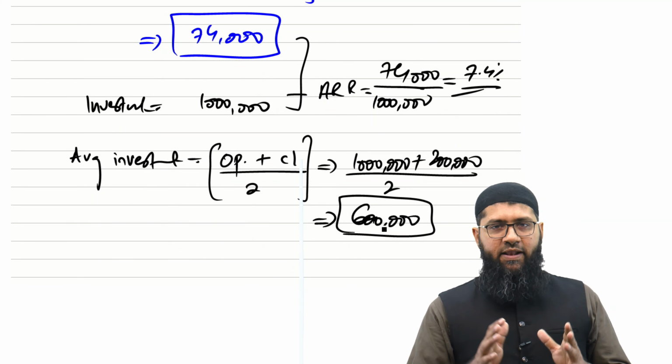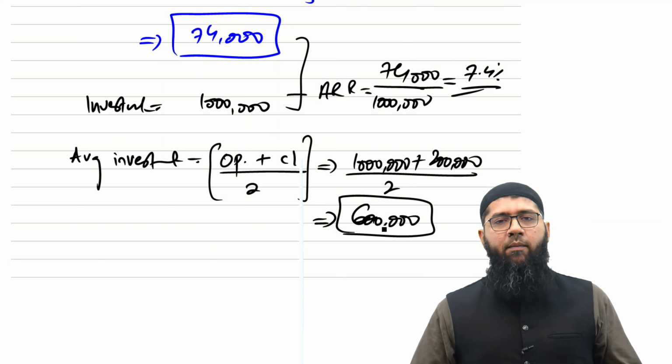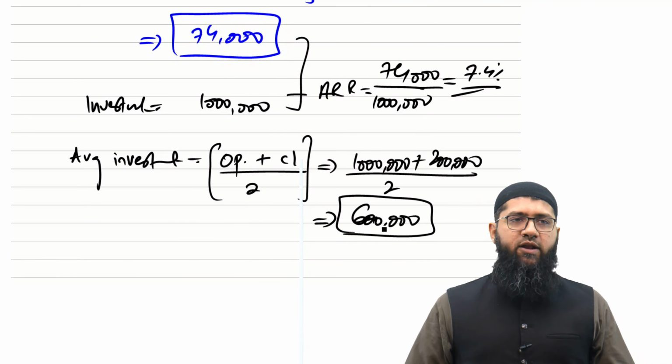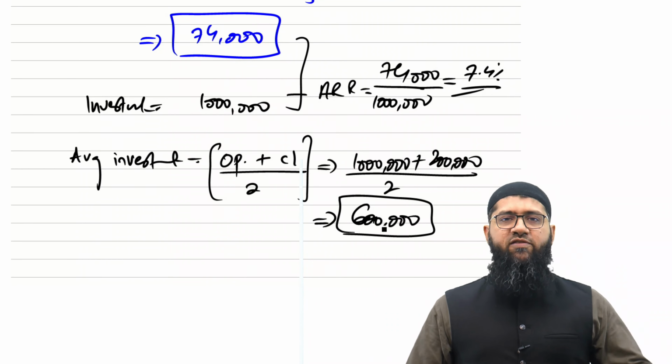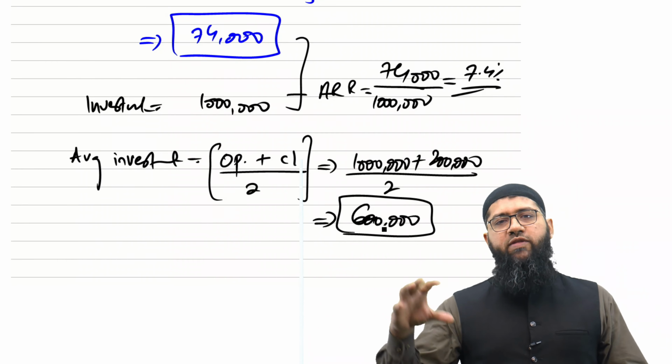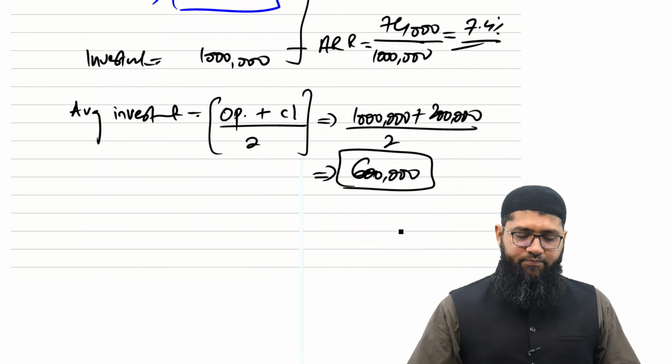So you as a student could be asked by the examiner to calculate the accounting rate of return, and he could use both of them. He could use the normal investment as a denominator, or he could use the average investment as a denominator.